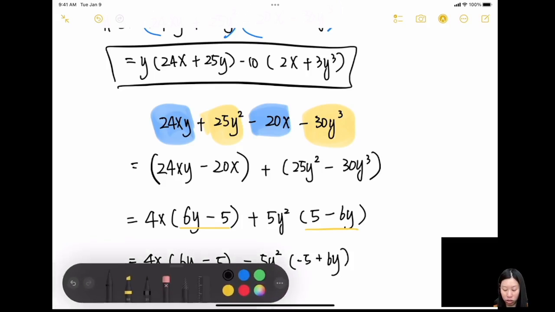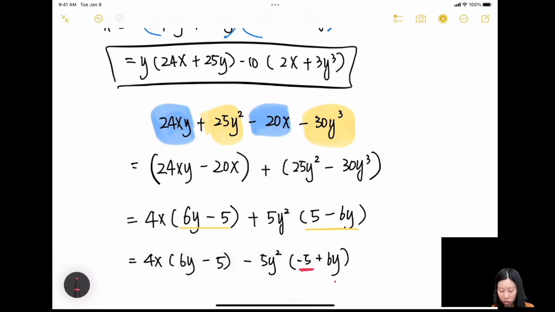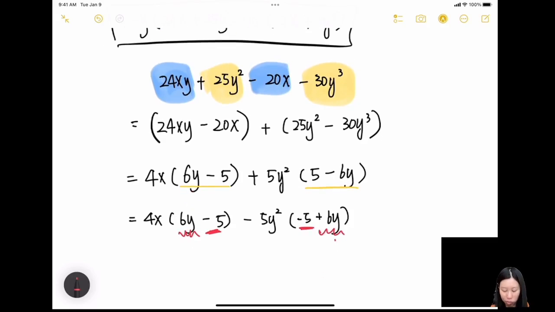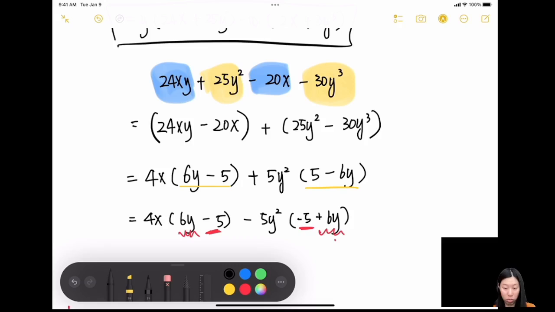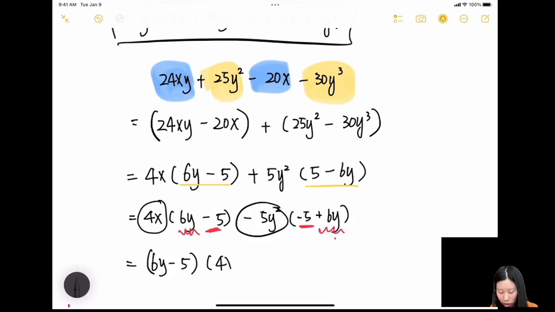Okay, maybe the order is not the same, but you know that they are the same, because negative 5 plus 6y and positive 6y minus 5, they're the same. You can rewrite it in the order that you feel more comfortable with, which is 6y minus 5. So what's left is 4x minus 5y squared. Okay, so that's it for this exercise.